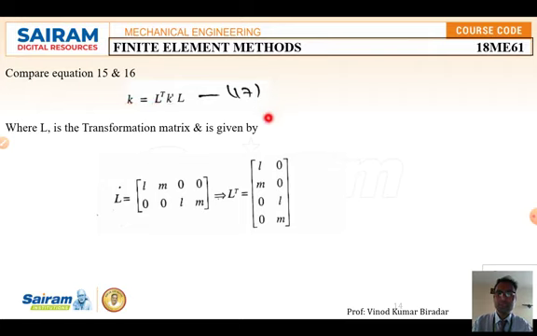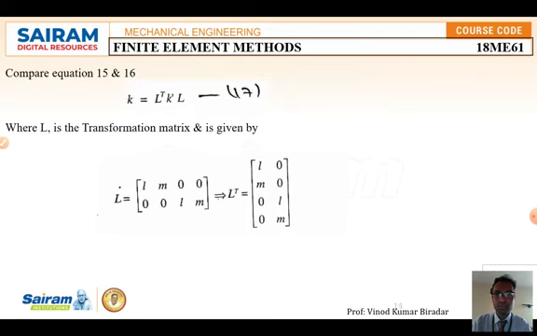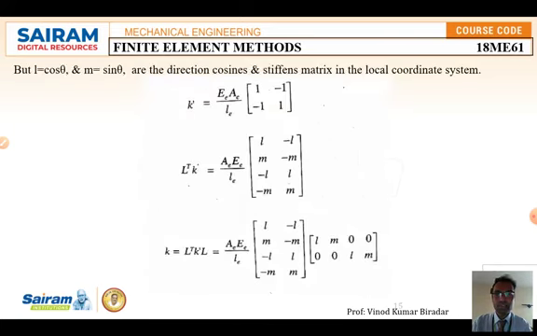Okay, give question number 17, where L is the transformation matrix, which is given by this, already we know this. So L is equal to [l m 0 0; 0 0 l m]. Transpose of this is nothing but what? Okay, now we know that l is equal to cos theta, m is equal to sin theta, the direction cosines, and the stiffness matrix in the local coordinate system, for a bar element, is k dash equal to AE by L. So that transpose you have to write in this matrix form.